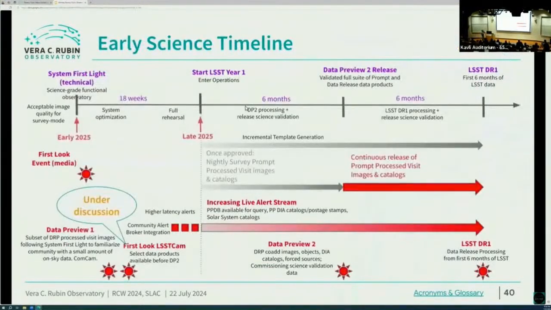So this is just kind of a graphical description of what I just said. Sometime early next year, we'll hit this system first light, which is a technical milestone for the project. And then we'll be on to system optimization and running toward the start of the survey. In that time, we will have the first look event for our media, celebrating our success that we have a system that takes science-ready images. We'll put out data preview 1, which will again be the ComCam data that we've taken in a few months.